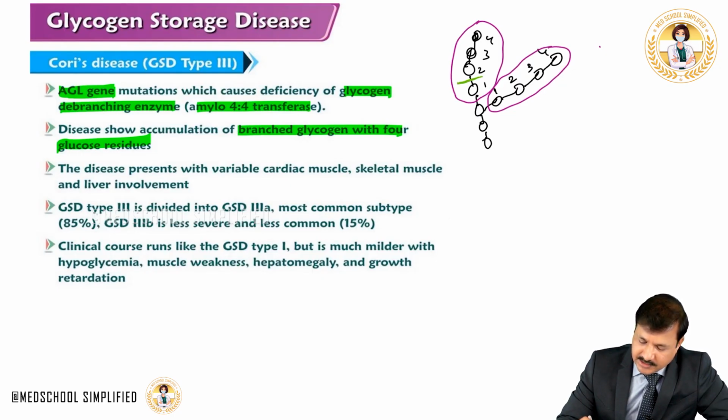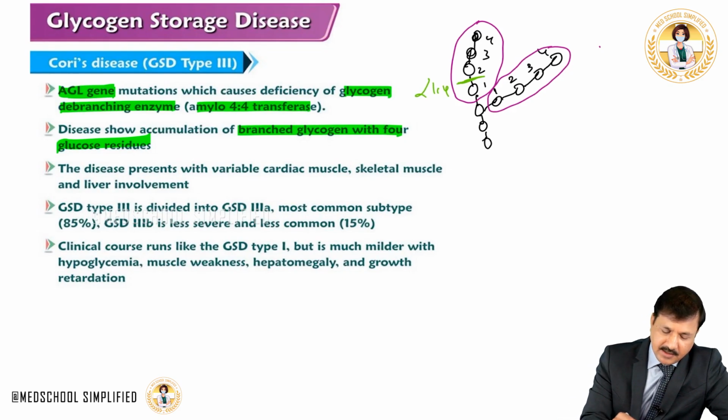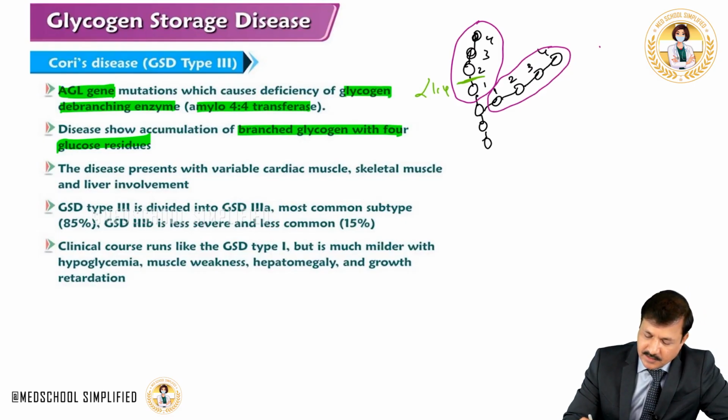So it's going to cut this alpha 1,4 bond. This is the alpha 1,4 bond. It's going to clip it, and then it's going to take those 3 glucose residues. These 3 glucose residues are taken from this branch and will be transferred here.